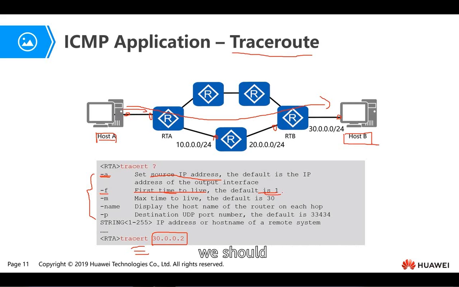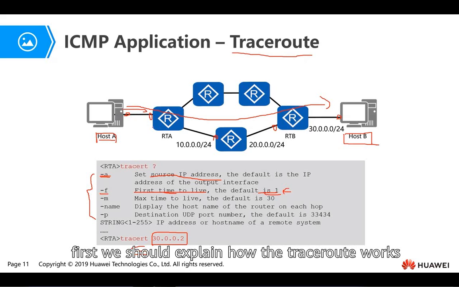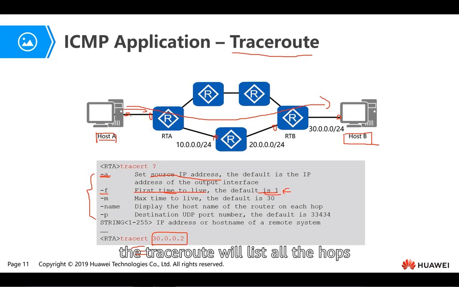We should first explain how trace route works. Trace route will list all the hops that the packet passes through. Then how does it work? It is based on the TTL value.